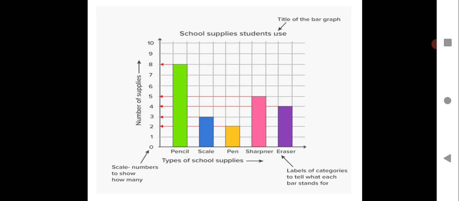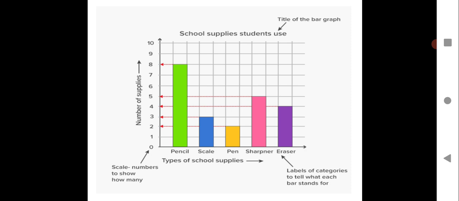Then this graph, so many types of information you can put on a bar graph. Here you have types of school supplies and number of supplies. Here you have pencil, scale, pen, sharpener, eraser, and the number of supplies on the y-axis. So you can see the number of supplies of pencil. It shows clearly it is 8. That is the number of supplies to the school.